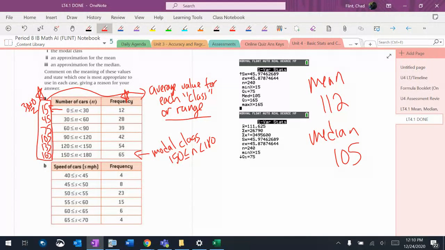Okay, now again, are those accurate to what's actually happening in the data? No, because I don't have the actual data. I just had it tallied up in these classes. But this is called an estimate. So this is an estimate for any of these things.